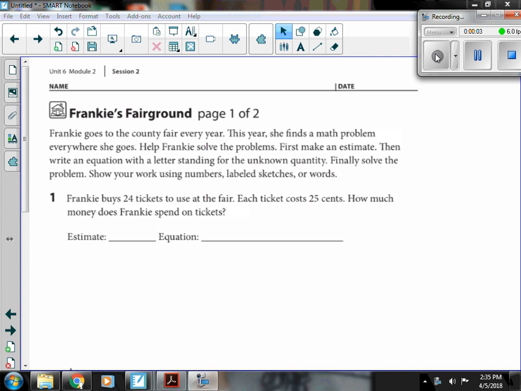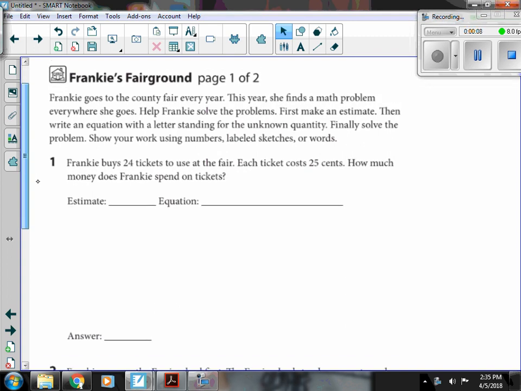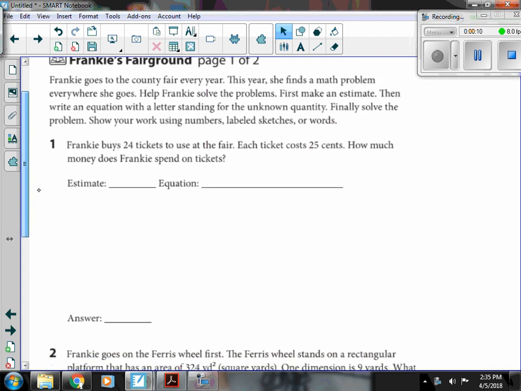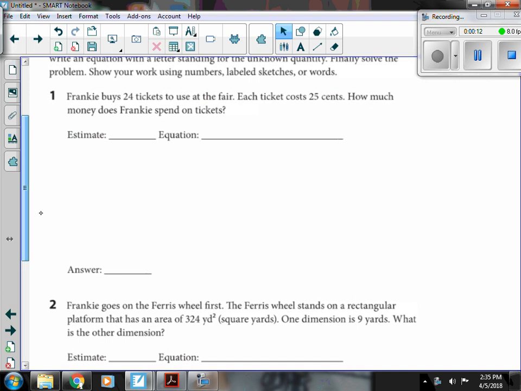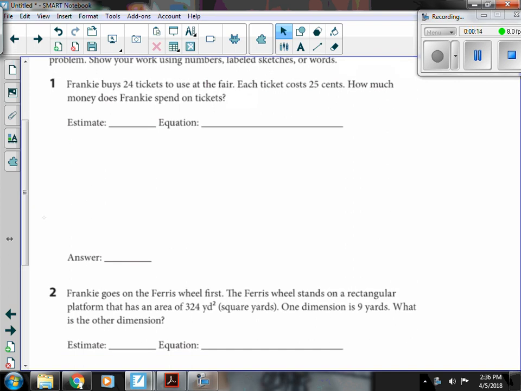Tonight's homework is journal pages 119 and 120. It's a good review again of all the stuff that we've been talking about. So Frankie is going to the fair and we're solving some math problems that he finds there.